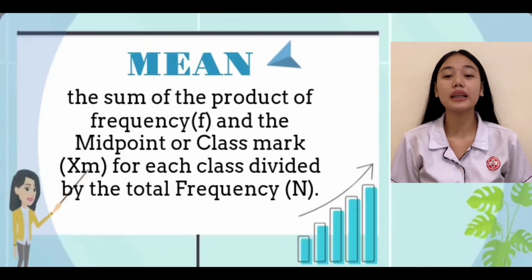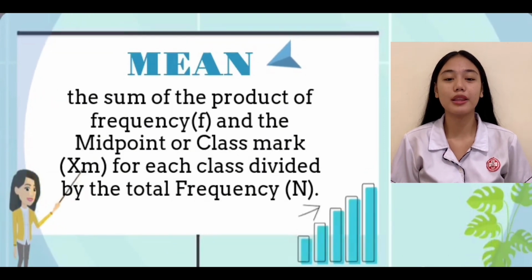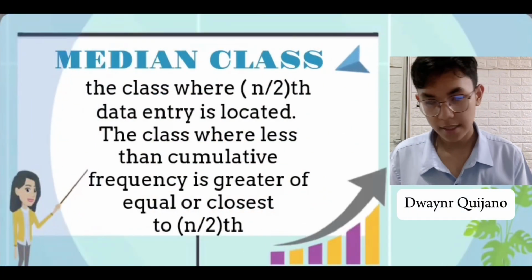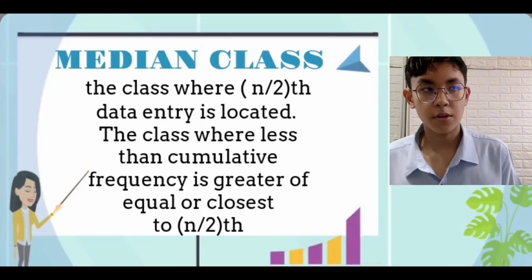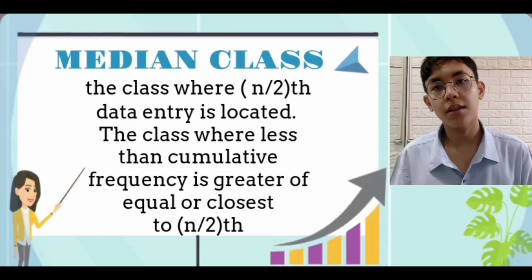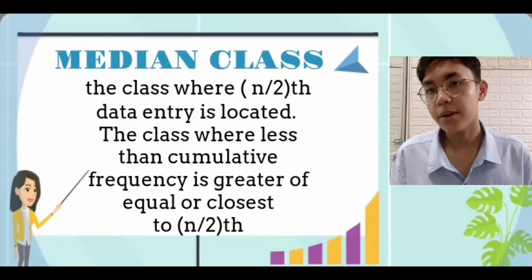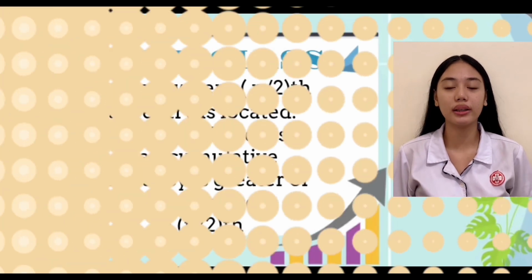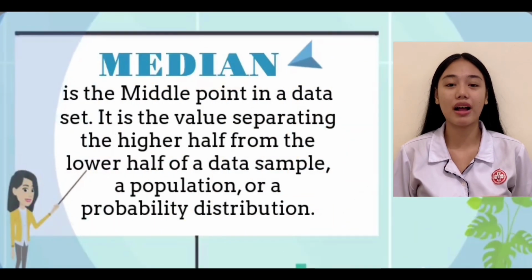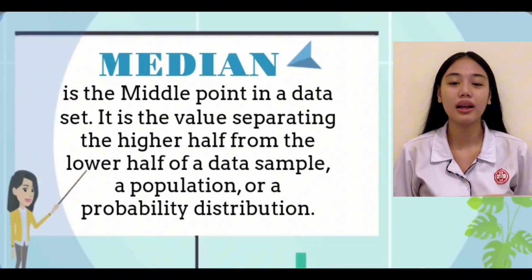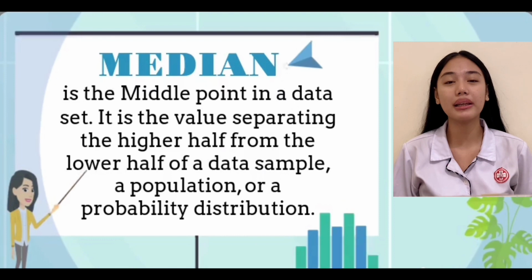Mean. The sum of the product of frequency and the midpoint or class mark for each class, divided by the total frequency. What we have here is called the median class. This is the class where the data entry of this formula is located. The class where the less than cumulative frequency is greater than or equal, or if not, closer. Median is the middle point in a data set. It is the value separating the higher half from the lower half of a data sample, a population, or a probability distribution.